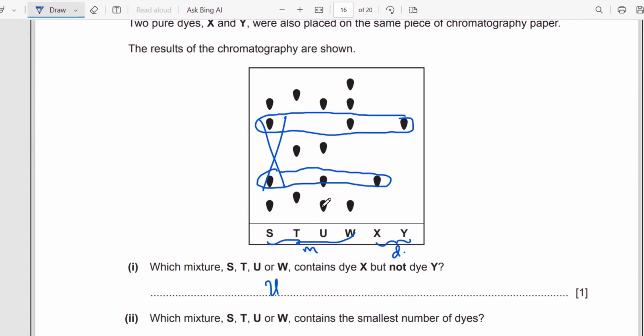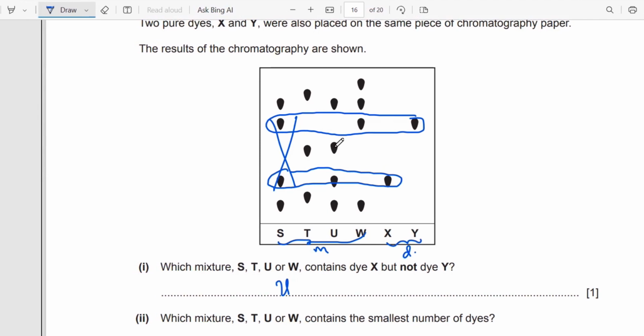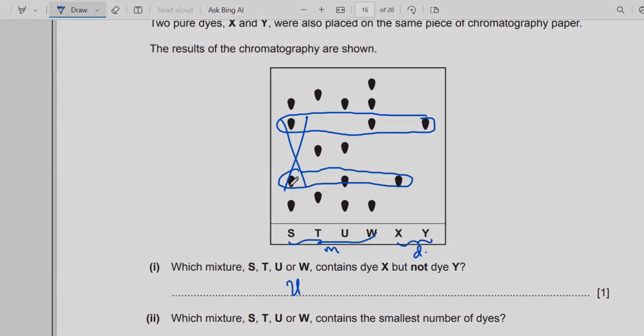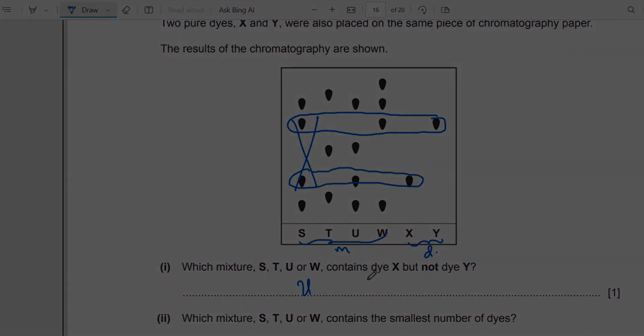Okay. So U is the answer here because U contains X, but not Y. Rather, S contains both X and Y. So you want what? X but not Y. So we go to U.